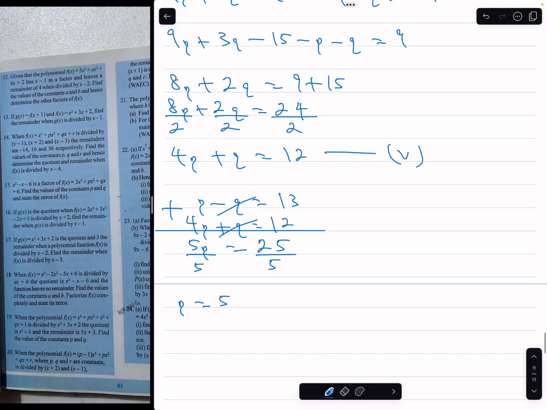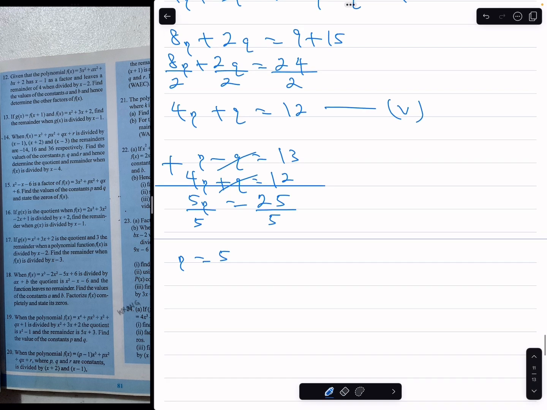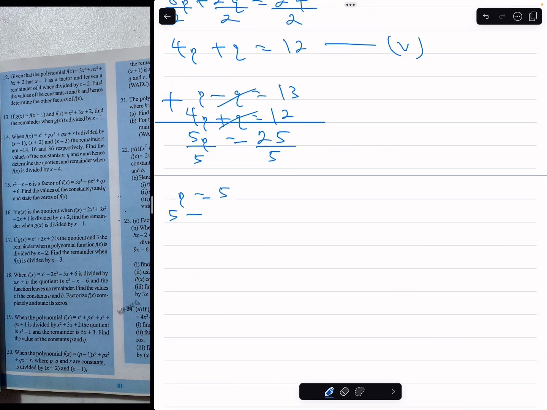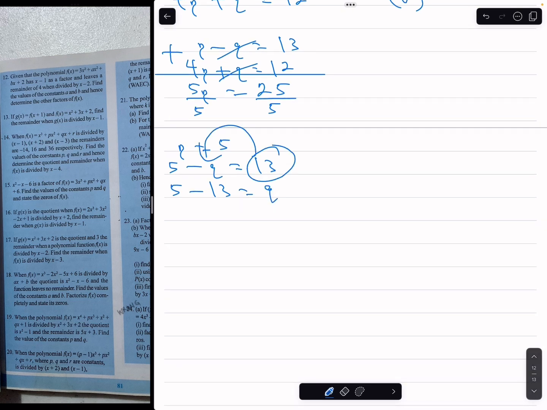So if I put p in equation 4, p minus q equals 13, that simply means 5 minus q equals 13, which means 5 minus 13 equals q. Take 13 to the left hand side and take minus q to the right hand side. When 13 comes to the left hand side, it becomes minus 13. And when minus q goes to the right hand side, it becomes plus q. So this is minus 8 equals q, which is simply the same as q equals minus 8.